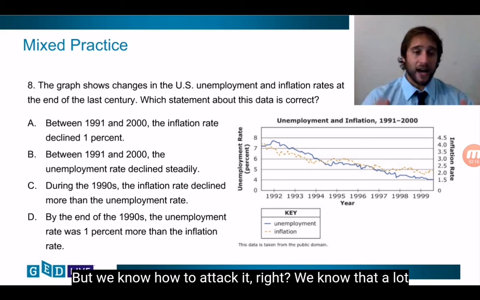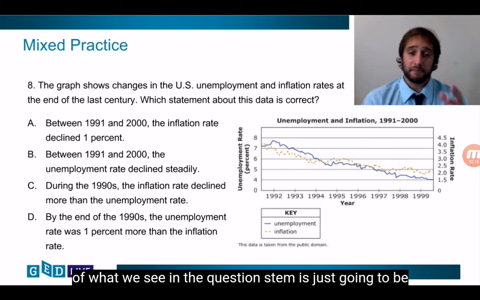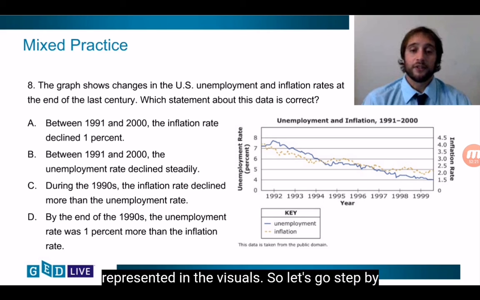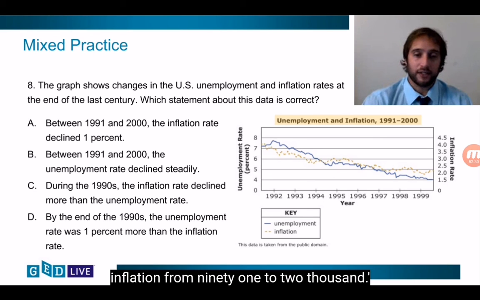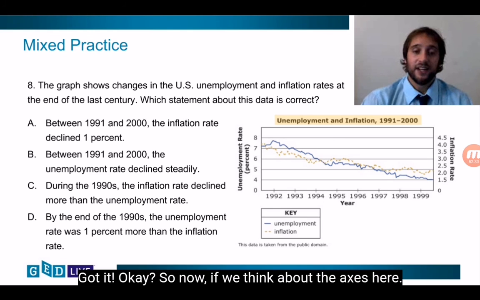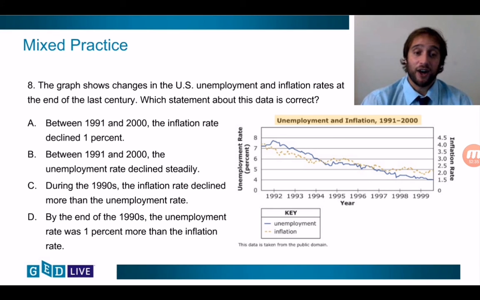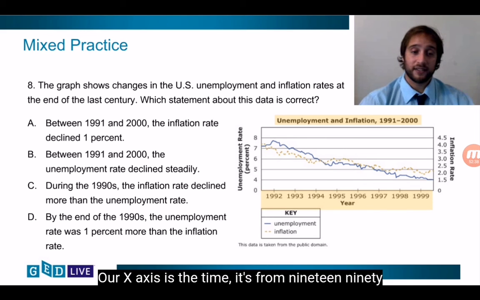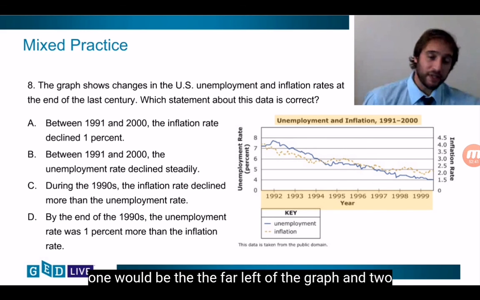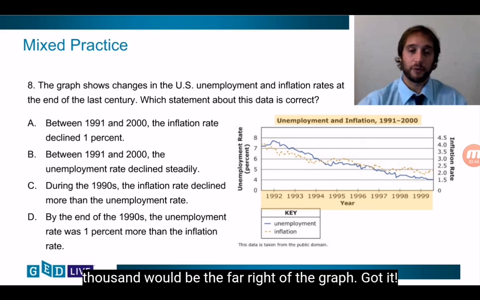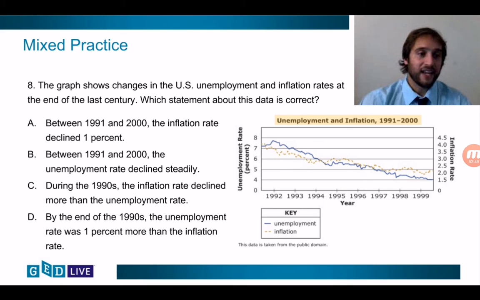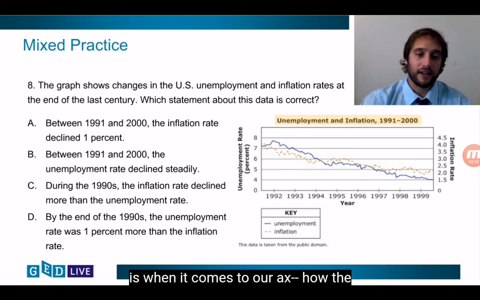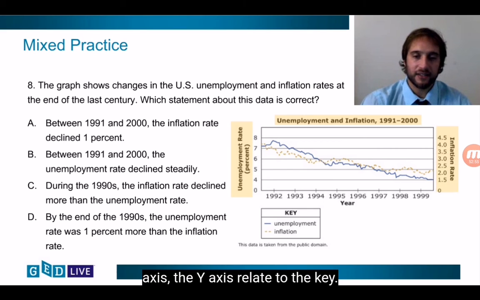We know that, hey, a lot of what we see in the question stem is just going to be represented in the visuals. So let's go step by step. Let's start with the title. This is Unemployment and Inflation from 91 to 2000. Got it. Okay, so now if we think about the axes here, our x-axis is the time, right? It's from 1991 would be the far left of the graph, and 2000 would be the far right of the graph.